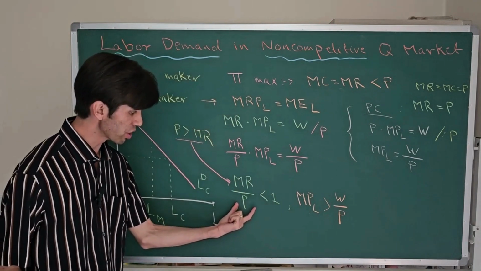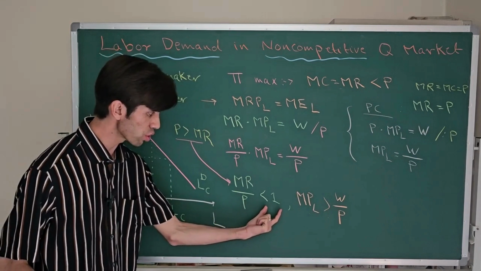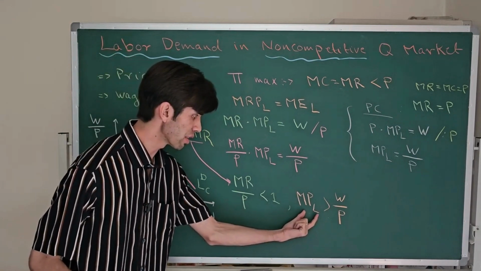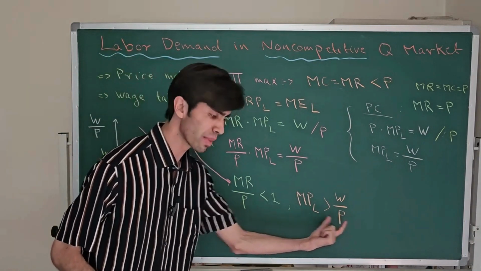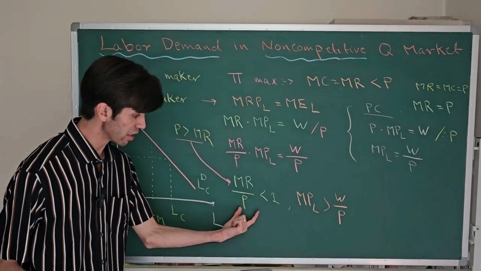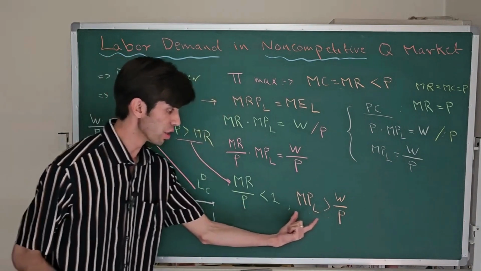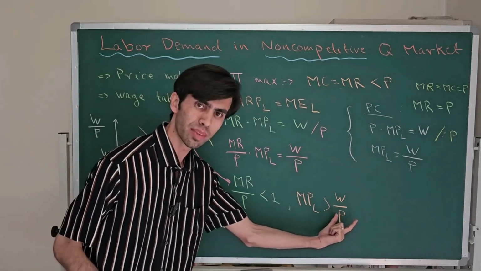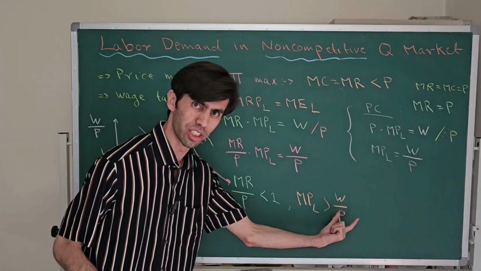The closer this marginal revenue ratio is to 1, the closer the marginal product of labor will be to the real wage rate. The further this ratio is below 1, the more the marginal product of labor will exceed the real wage rate.